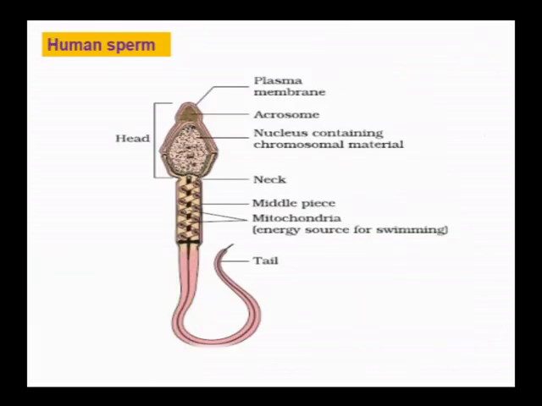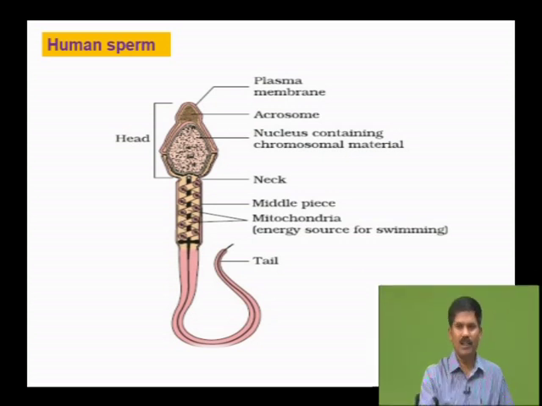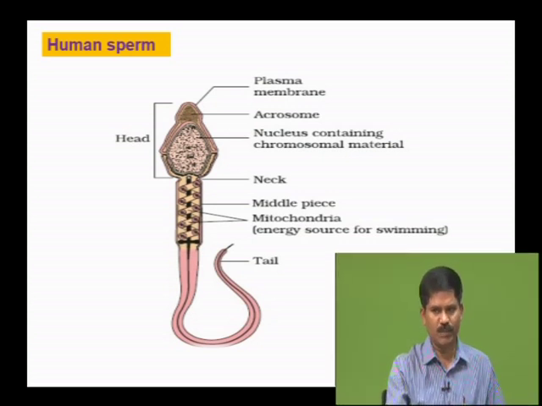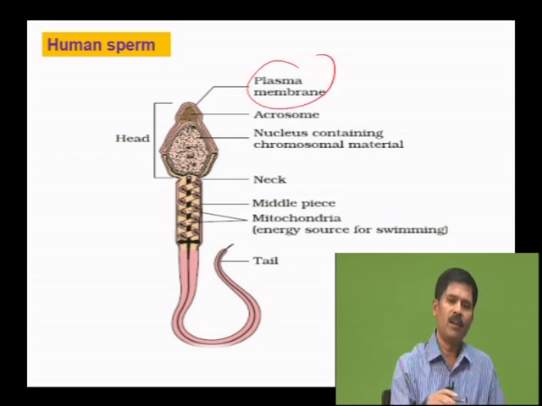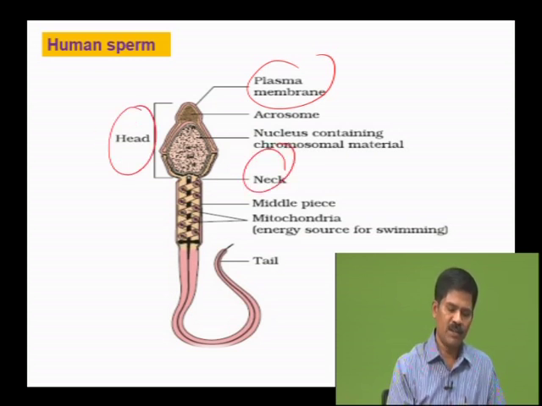Look at the structure of the human sperm. Human sperms are minute, microscopic, haploid male gametes formed in the testis during spermatogenesis. Each sperm is covered by a plasma membrane and distinguished into 4 parts. The first is called the head region, then the neck region, then the middle piece and the tail. These are the 4 regions of the sperm.